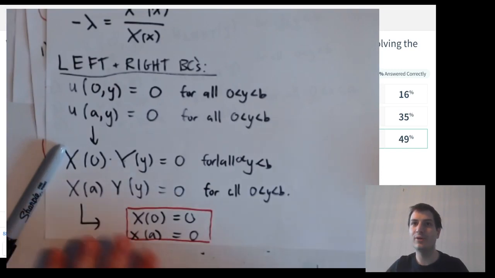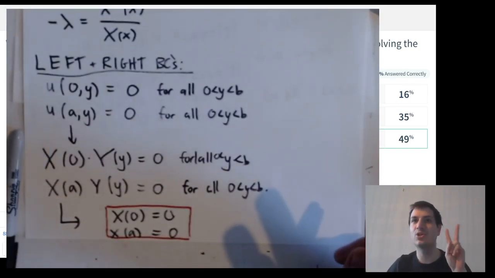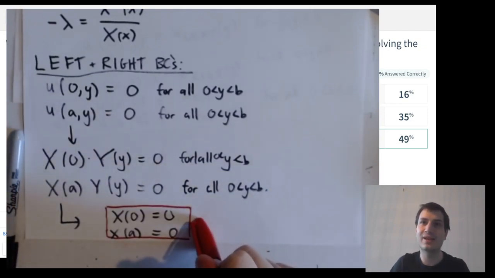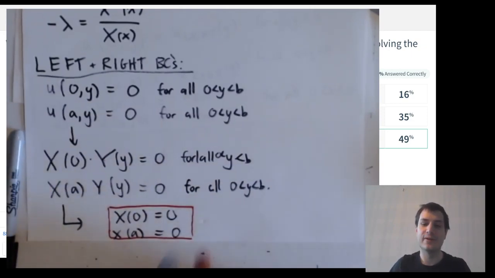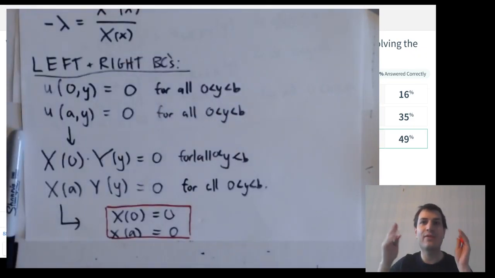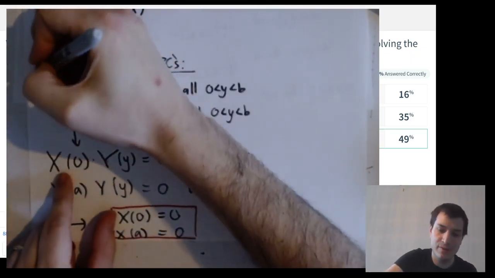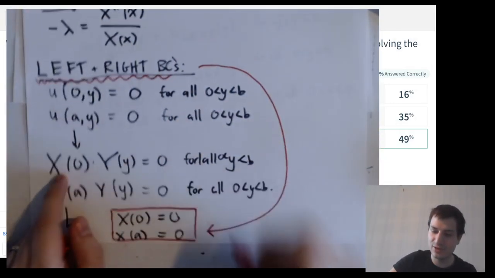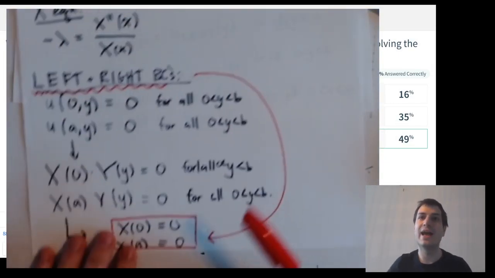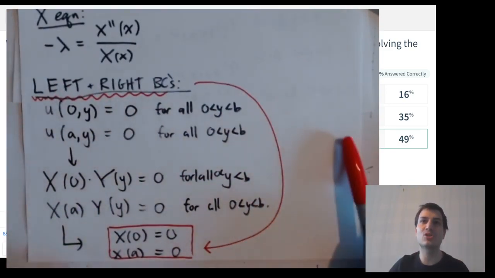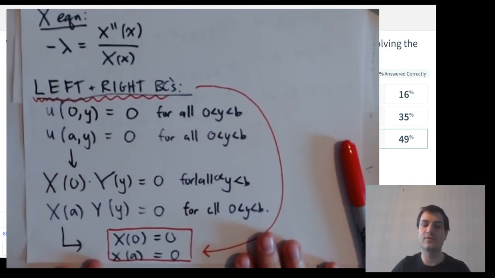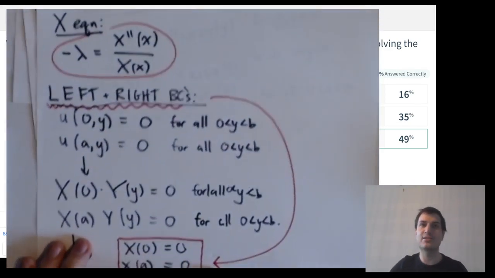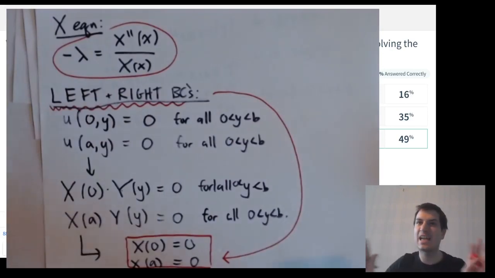And so this should remind you of the heat equation. When we did the heat equation, we had two boundary conditions, and the two boundary conditions turned into a condition like this on the capital X function. In this case, we have four boundary conditions, but two of them, the left and the right boundary conditions, are getting turned into this X of 0 equals 0, X of A equals 0. And this part is just like the eigenvalue, eigenfunction problem for the heat equation. We got these two boundary conditions, X of 0 and X of A, and that's going to be exactly the same as the heat equation.